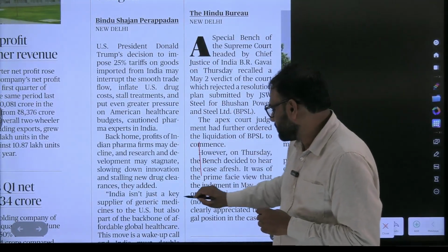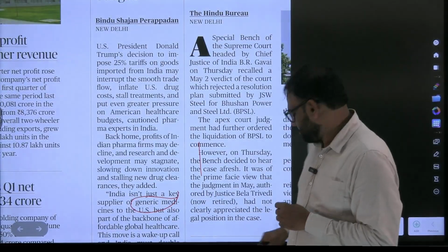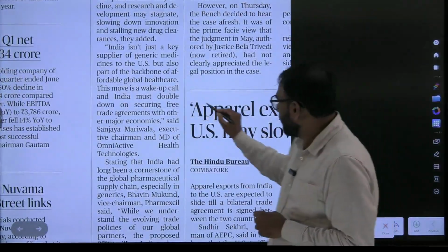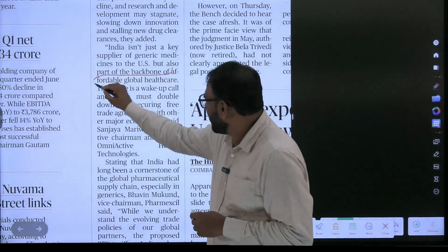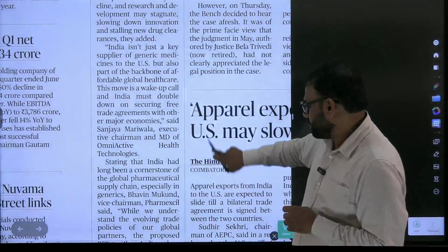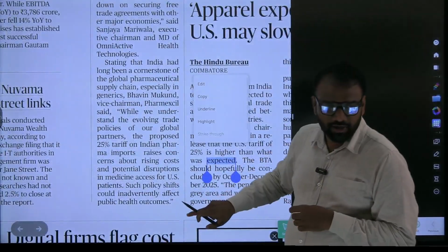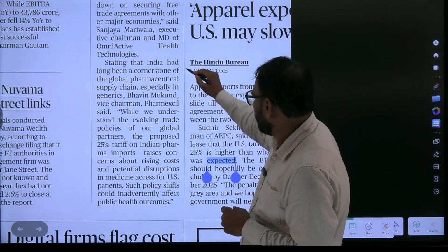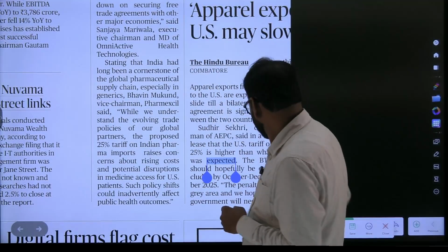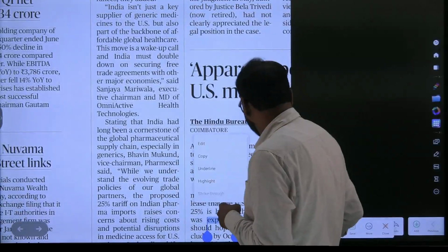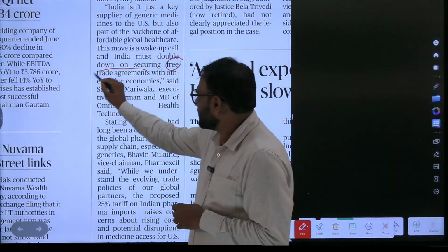we came across generic drugs. So this is a keyword. Generic drug is a keyword. Next, affordable global healthcare is a keyword. Next, free trade agreement. Where is it present? Here. Okay, free trade agreement. So these are the things we will focus on.